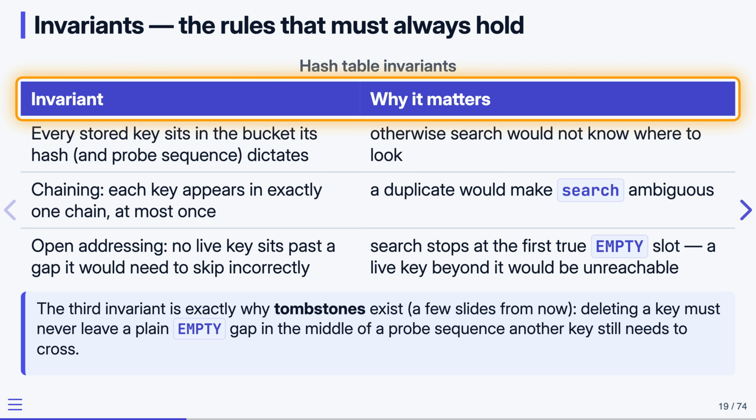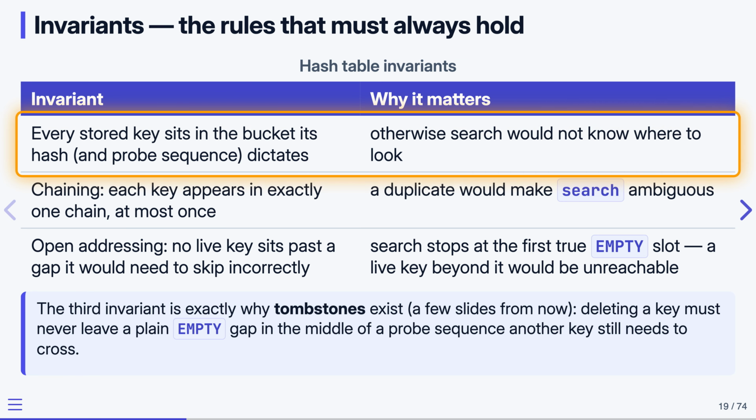An invariant is a rule that must always stay true. If one ever breaks, the hash table stops working. The left column names each rule. The right column says why it matters. First rule: every stored key sits in the bucket that its hash and its probe sequence point to. If a key sat somewhere else, search would not know where to look for it.